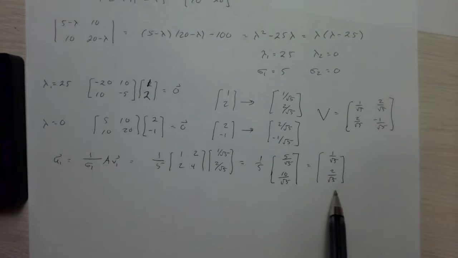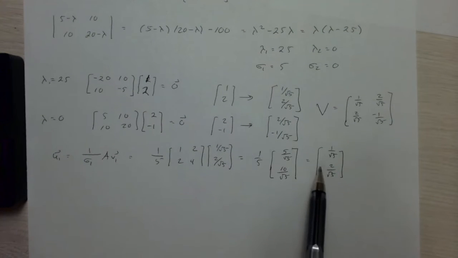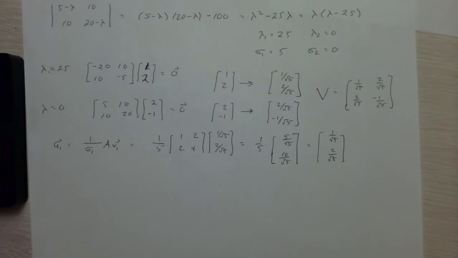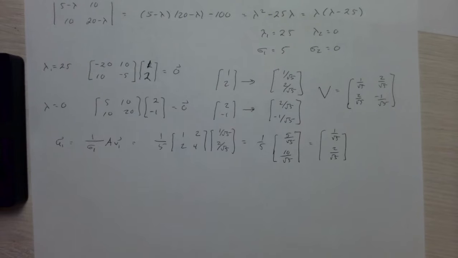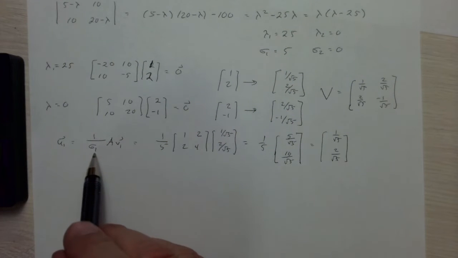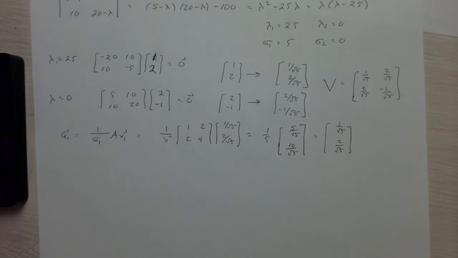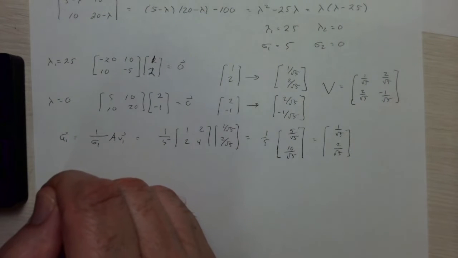Okay, and coincidentally, this is actually the same vector as here. So interestingly, u1 and v1 are the same. Now we can't just compute u2 the same way because the rank in this case is only 1. So remember how to find u2.